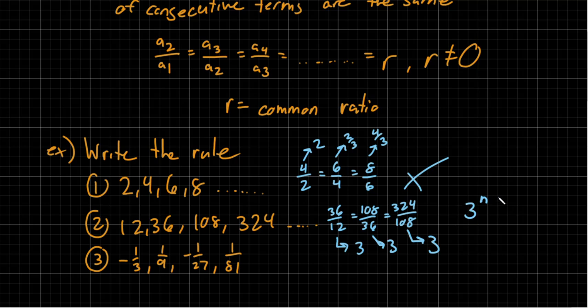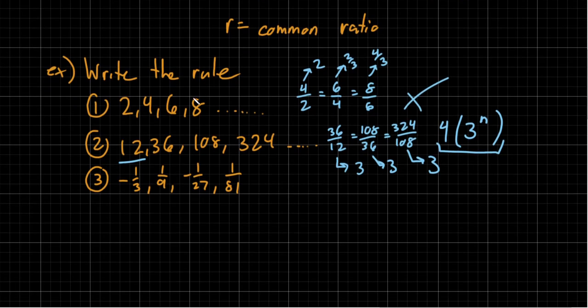Am I done? No. If I put a 1 here right now, my first term would just be 3. My second term would be 9. So what do I have to put out front so that my first term is 12? 4. Boom. Try the third one on your own, and I'll put down a fourth one.